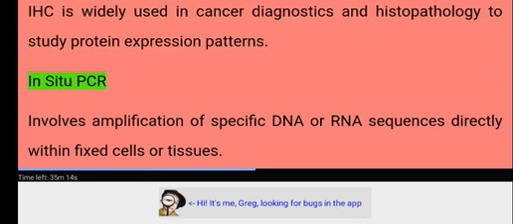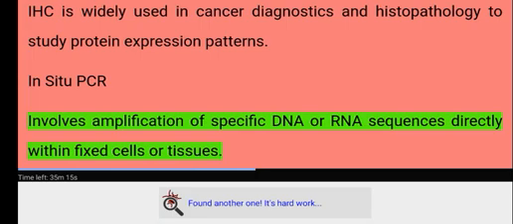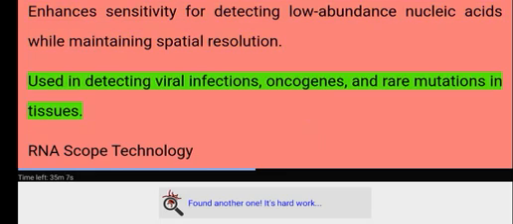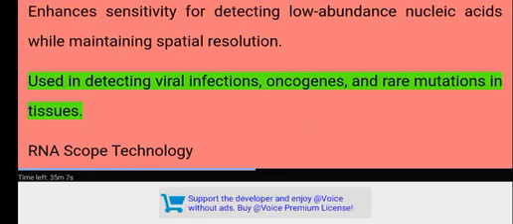In situ PCR involves amplification of specific DNA or RNA sequences directly within fixed cells or tissues. Enhances sensitivity for detecting low-abundance nucleic acids while maintaining spatial resolution. Used in detecting viral infections, oncogenes, and rare mutations in tissues.